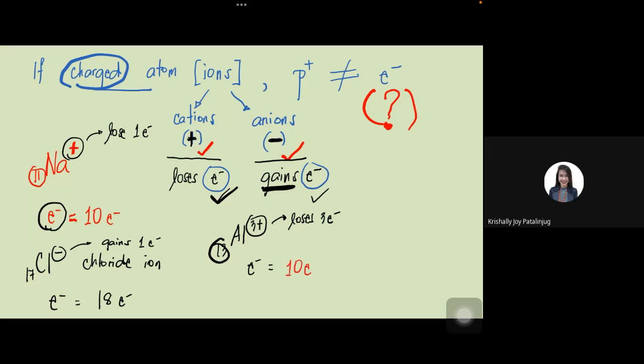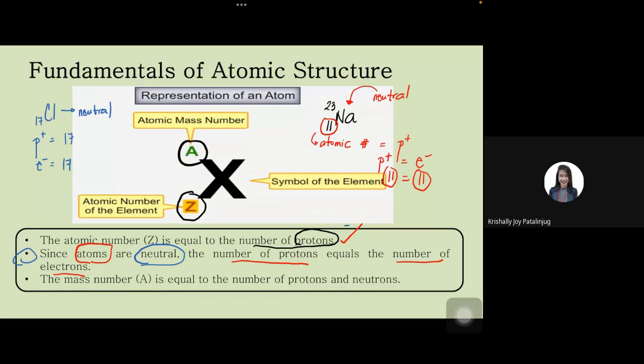So same with sodium, 10 electrons. Okay, for the proton number, the atomic number is equivalent to the proton number, and it won't change. So the proton number here is 11, here 17, and for aluminum, it's 13. Okay, so that's how you determine the number of electrons in a charged atom. And for a neutral atom, the number of protons is just equivalent to the number of electrons.